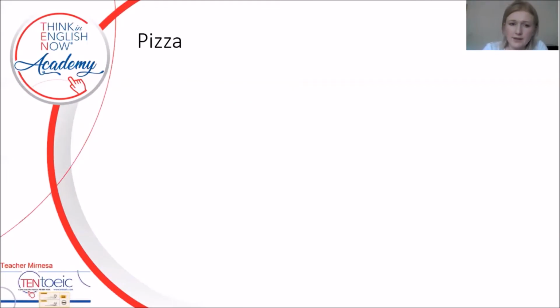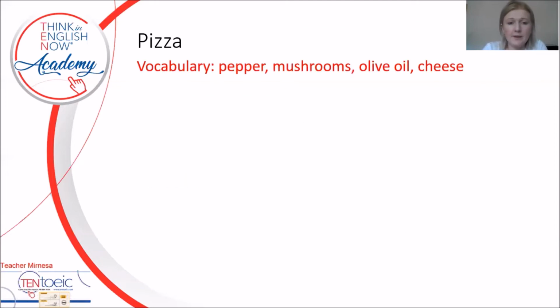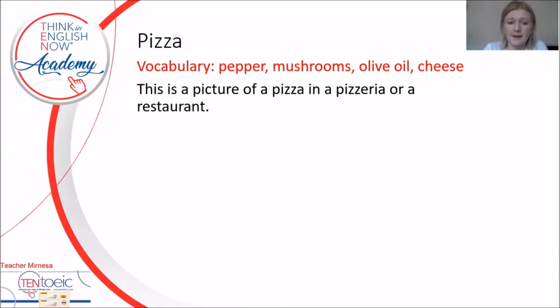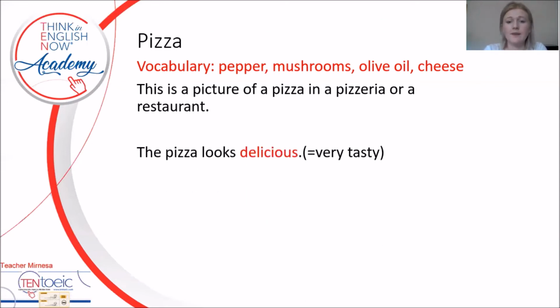Our last picture is the picture of a pita. So the vocabulary here is pepper, mushrooms, olive oil, cheese. Now, we can say something like, this is a picture of a pita in a pizzeria or a restaurant. The pita looks delicious. The word delicious means very tasty. It is often used to describe food.